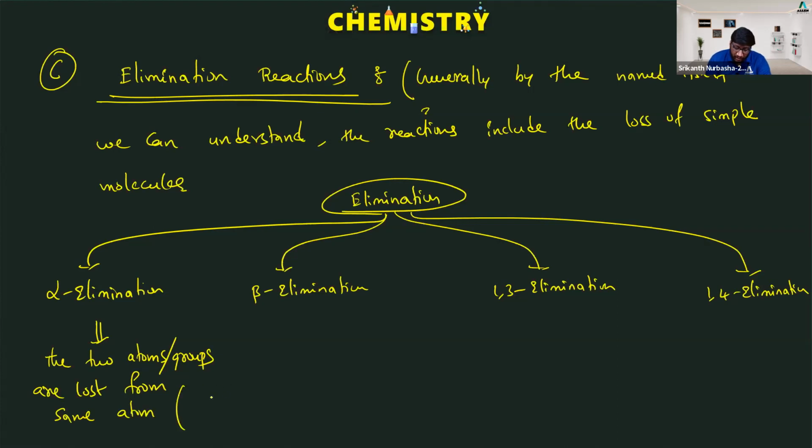For example, you can say CHCl3 plus OH minus. What happens? OH minus tries to pick up the proton. The carbon chlorine bond is lost. So from the same carbon atom, we have hydrogen lost as well as chlorine lost. Hydrogen is lost in the form of H2O, and Cl minus is obtained.